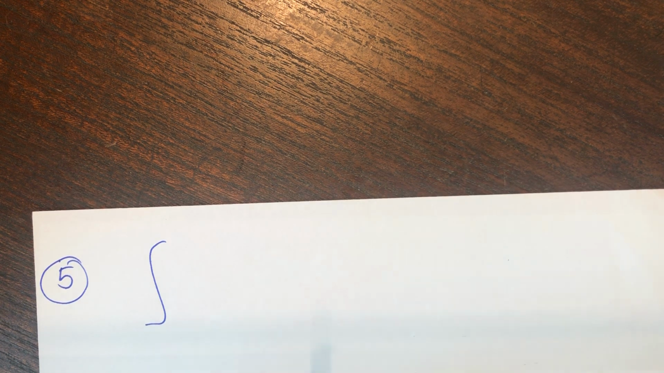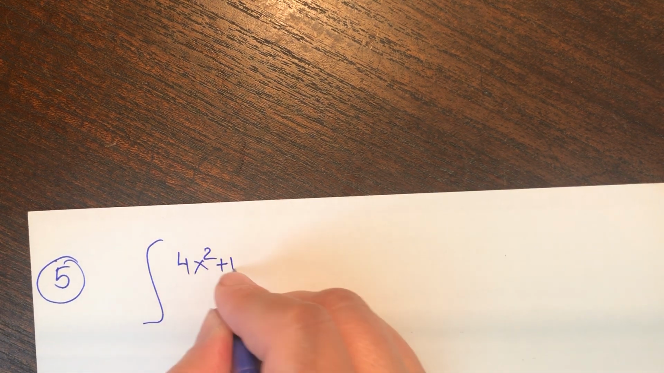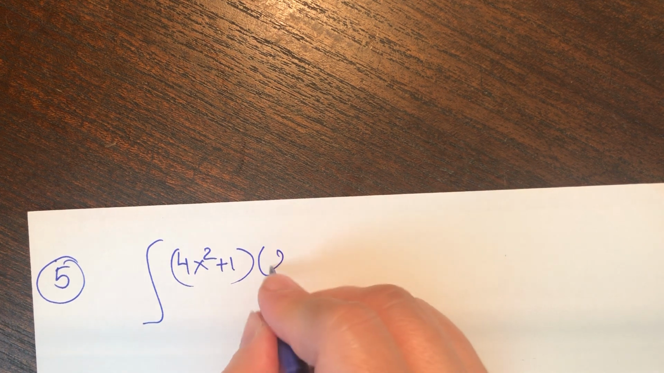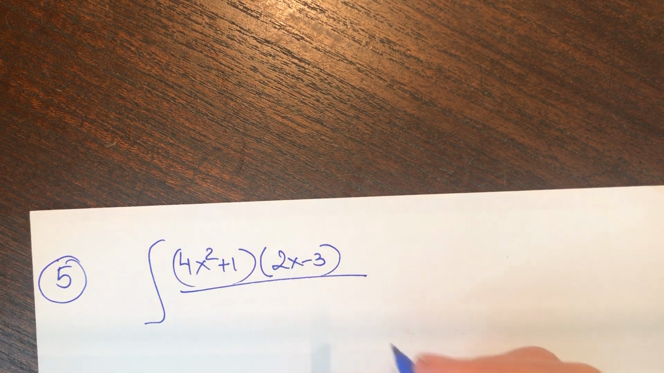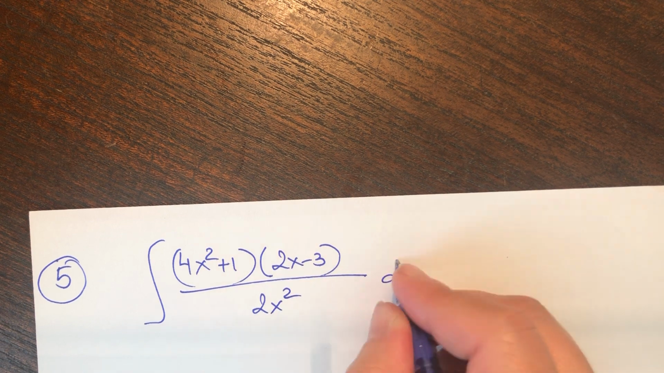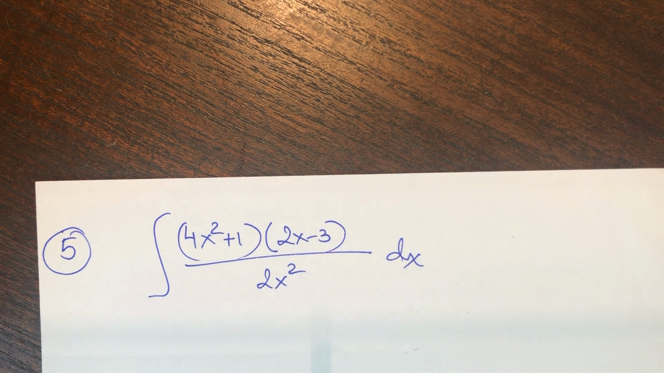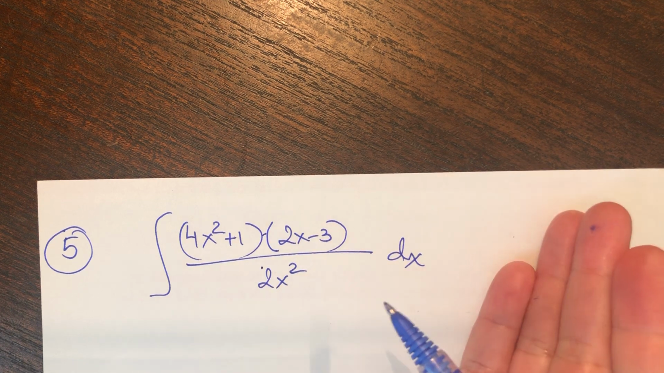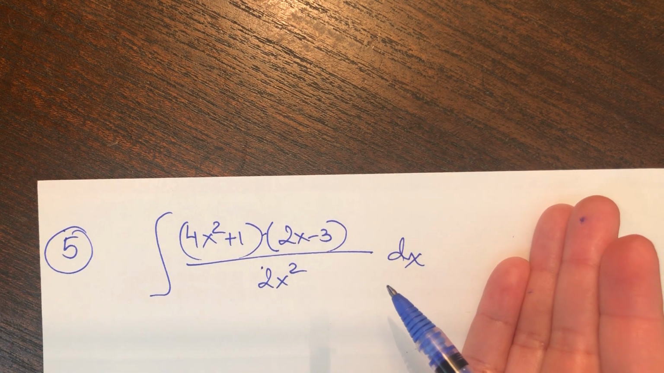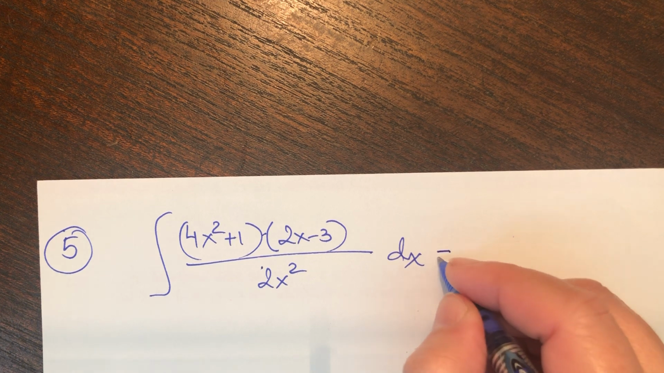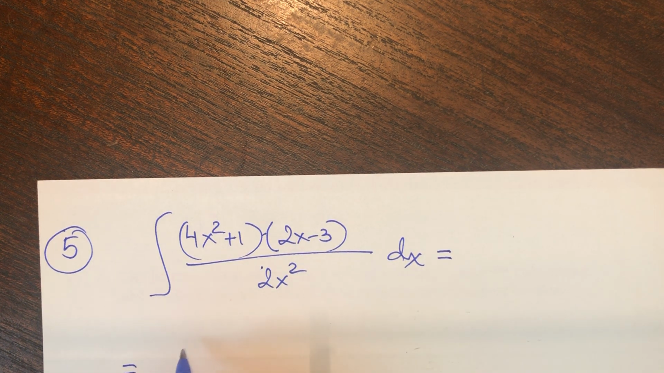Here it is. Find the antiderivative, and I believe that's number 5, of (4x squared plus 1) times (2x minus 3) over 2x squared dx. So that looks like trouble. Why? Because it looks like I have a product and I have a quotient, and there are no rules for antiderivatives of either one of them. So here comes algebra. And what does the algebra do?